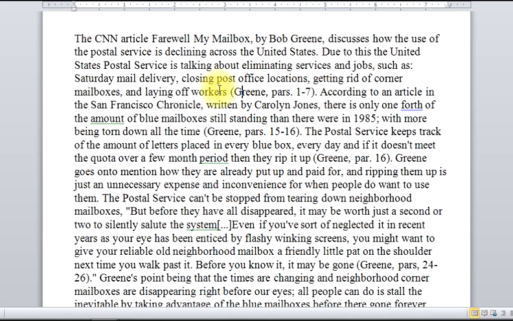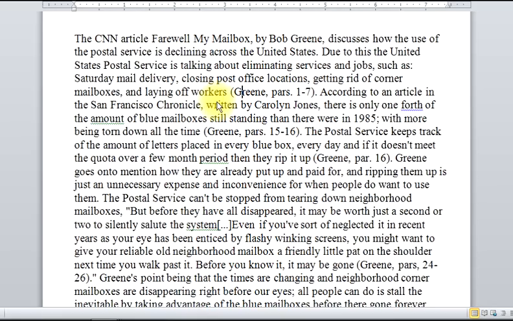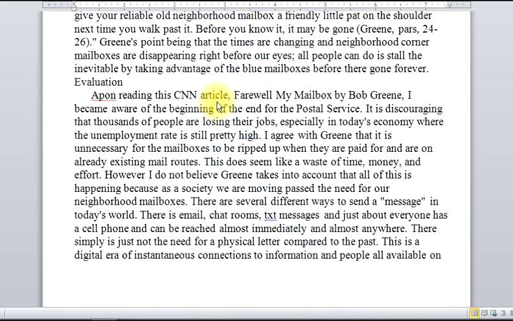This student talks about some of the supporting points and then gives a decent articulation of the thesis. So this is a good summary. All right. At sufficient length, well developed. Then the student moves into evaluation.